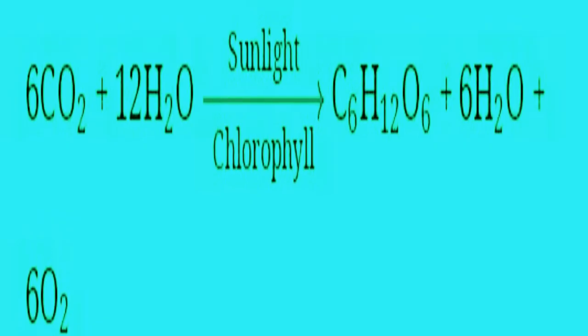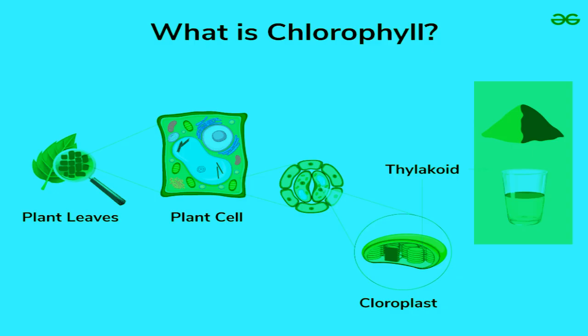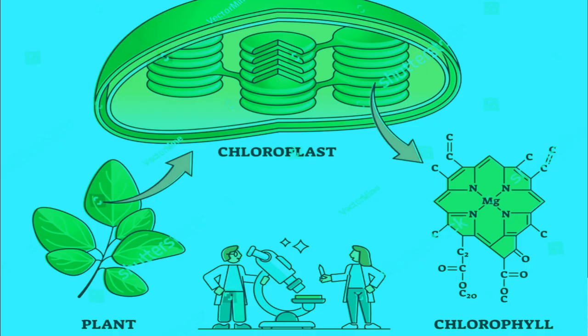Photosynthetic pigment, the chlorophyll. Plants need a special pigment called chlorophyll to absorb light energy. Chlorophyll gives plants their green color and plays a crucial role in capturing sunlight. How does photosynthesis work?